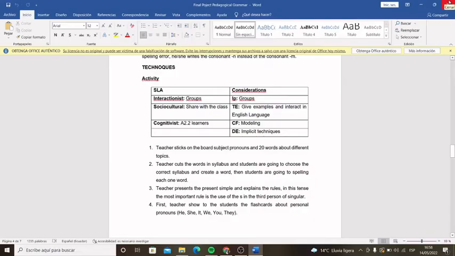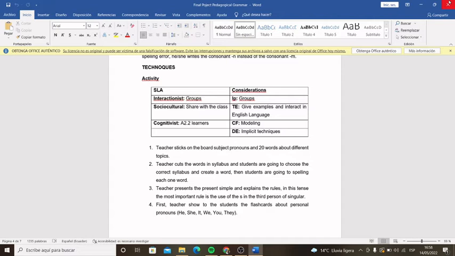Hello Ale, today I am going to explain to you the activity that we are going to put into practice with our students. Okay? The interaction is in groups. They are going to work in groups because they are going to participate and put into practice their speaking and also the grammar and the different skills that we have in English. Also, the sociocultural aspect is shared with the class. They give examples and interact in the English language.